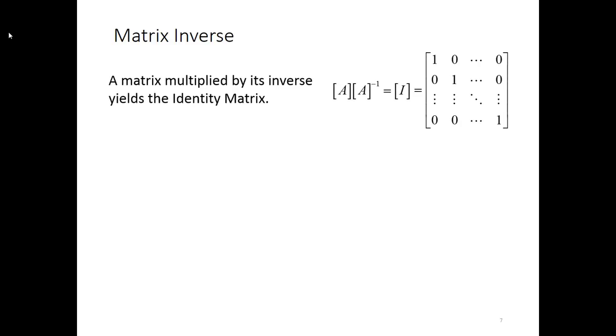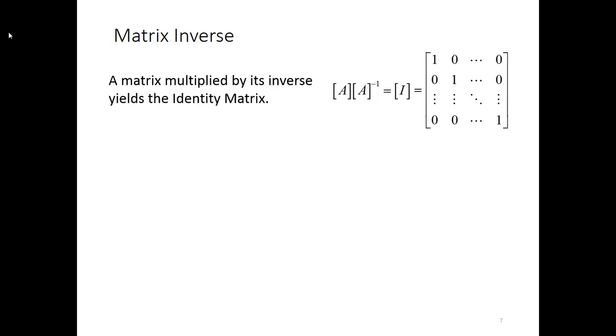Let's talk about matrix inverses. A matrix inverse is the matrix that, when multiplied by its original matrix, yields the identity matrix. In other words, 1's down the diagonal and 0's everywhere else. The matrix inverse is very useful to us in terms of solving finite element analysis problems. So we need to know how to calculate a matrix inverse. Now, the code's going to take care of that for us when you're running finite element analysis, but we want to understand what it's doing in the background.